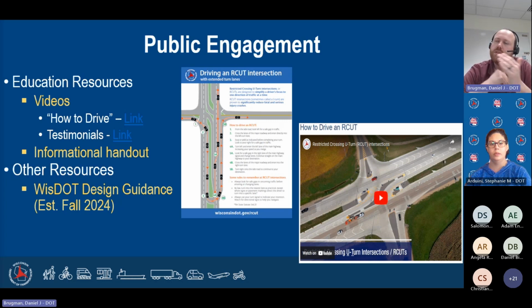We've got two different versions of a one-pager on how to drive them, because there's two different strategies for driving, one with extended turn lanes and one without. So those have been posted to our webpage.